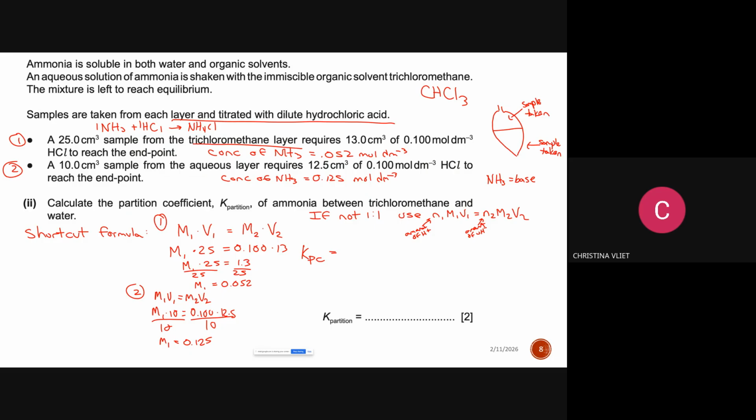So the wording here tells you the ratio that they're looking for. They said between trichloromethane and water. So what that means is they want the molarity in trichloromethane on the top and the molarity in water on the bottom. So they're telling you what ratio they want. So this is going to be the NH3 in the CHCl3 on the top, and then the NH3 in the water on the bottom. Does that make sense? So one on top, the next one on the bottom, that they say. That's the ratio. So let's just plug in the numbers. 0.052 divided by 0.125. And your final answer here, if you do this right, is 0.41. And that's it.